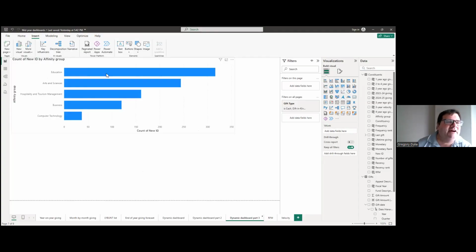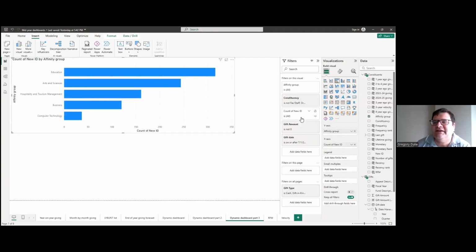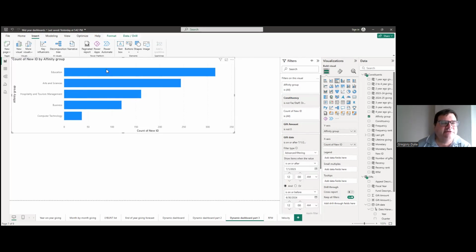And then I have this page I've put together. This is another LIBUN list. This is alumni only. Which affinity groups do we need to talk to get those last minute gifts? And all we're doing here is another bar chart. This is a clustered bar chart as opposed to the stacked 100%. So we're just looking at how many LIBUNs do we have.